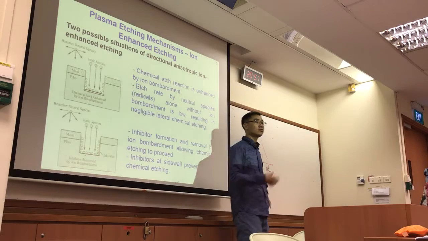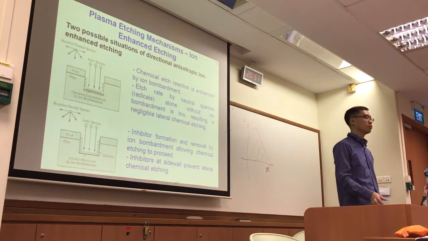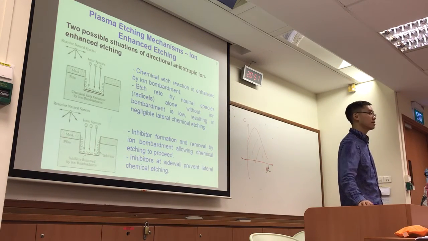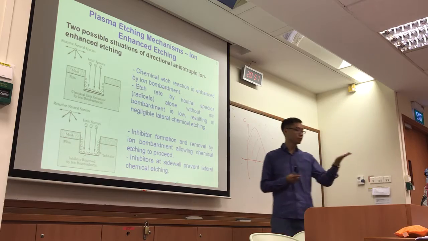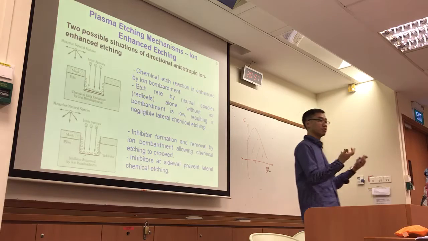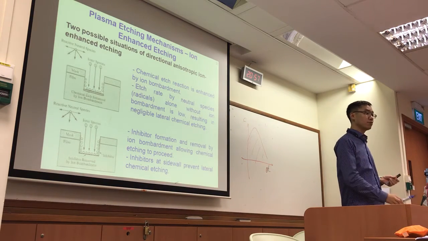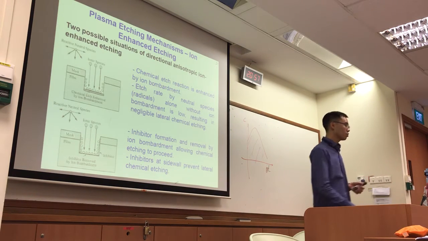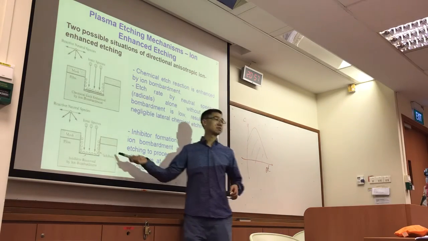First one, you can enhance your physical bombardment. As I told you, physical bombardment is the one for good directionality, correct? Radical H is more chemical, so it will not give you good directionality. Another thing is called inhibitor formation, correct?